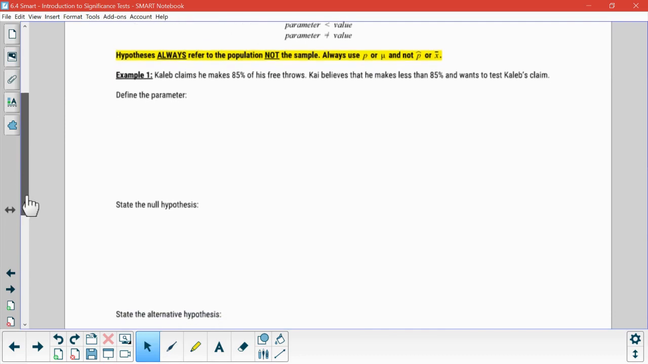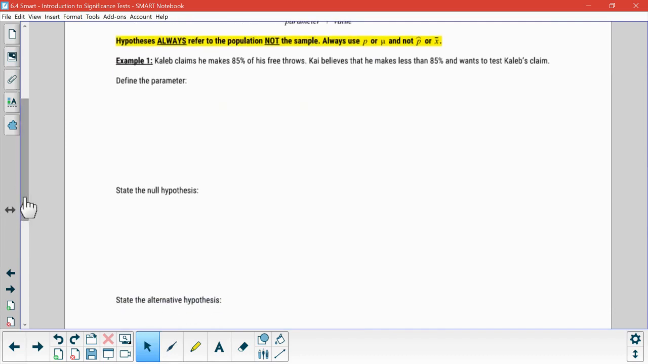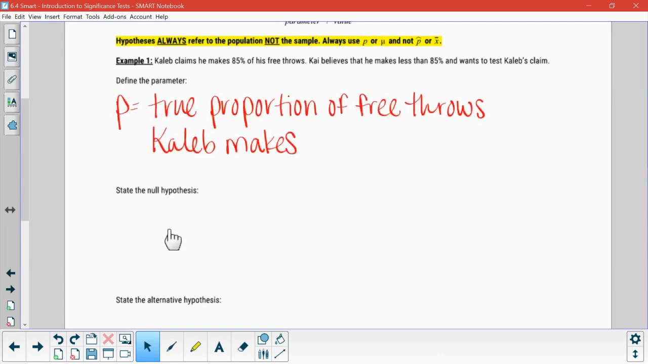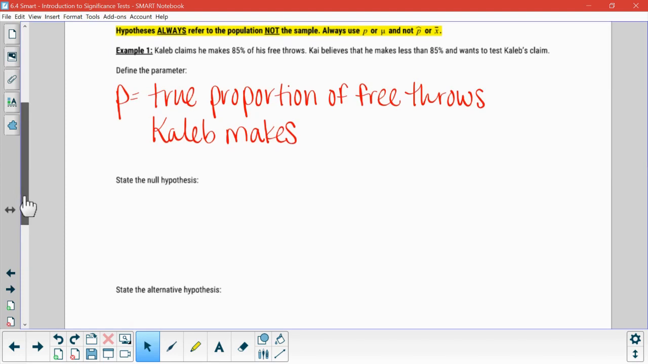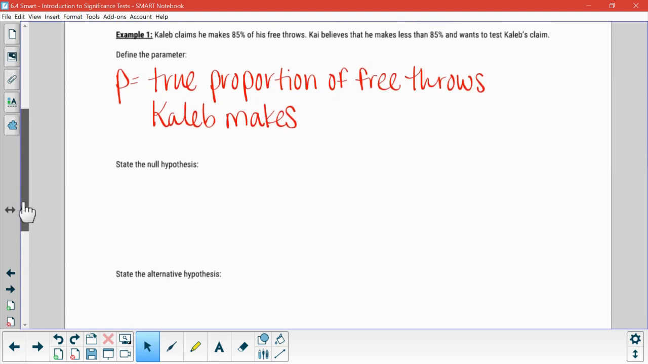So our first example: Caleb claims he makes 85% of his free throws. Kai believes that he makes less than 85% and wants to test Caleb's claim. So first, let's define the parameter. Remember, parameter is talking about the population, so you should be deciding between p or mu, and in our case, we have a percentage, meaning I'm dealing with proportions, so I have to use p. So I'm going to define my p to be the true proportion of free throws Caleb makes. Now the null hypothesis is going to be the claim, the original proportion that we believe to be true, and that's Caleb's claim of 85%.